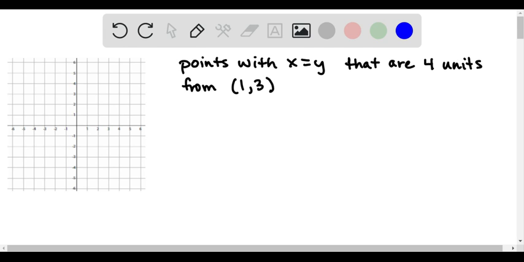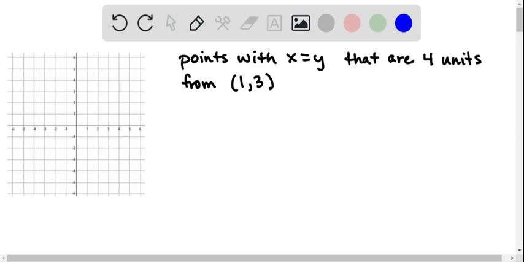Okay, let's make a sketch of the situation to figure out what's going on here. So we're looking for points that have coordinates where x equals y, and all of those points would have to fall along the line y equals x. So we're only looking for points that fall on this line. And there are also 4 units from the point (1, 3).